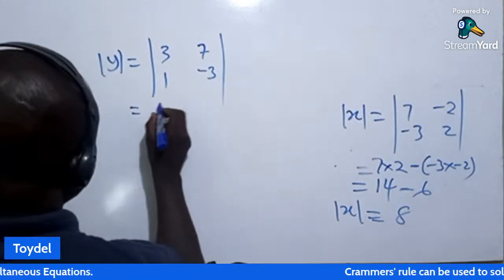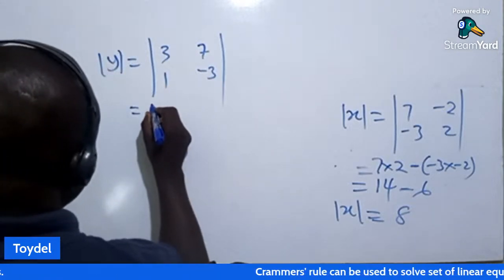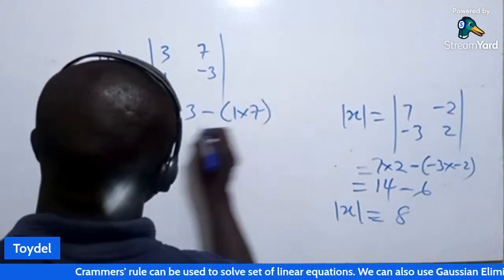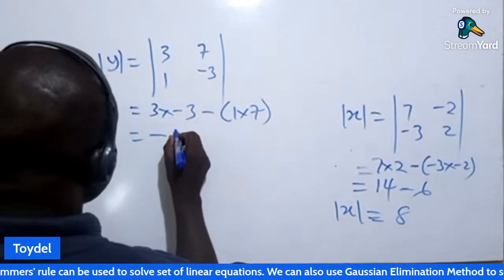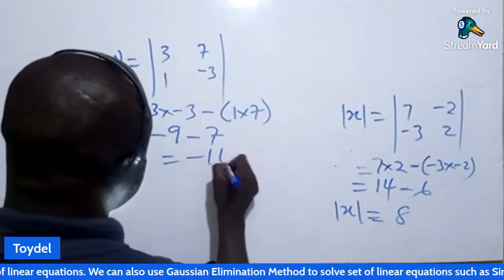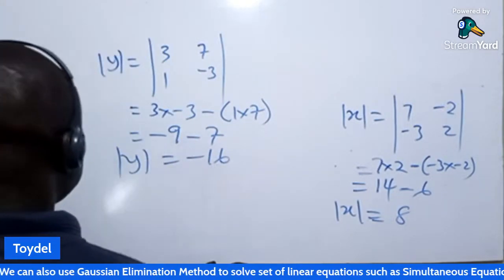So that's how to get the determinant of y. Then if I do that, this will give me 3 times minus 3 minus, in bracket, 1 times 7. So I'm going to get minus 9 minus 1 times 7, which is 7. So that will be minus 16. So the determinant of y is minus 16.